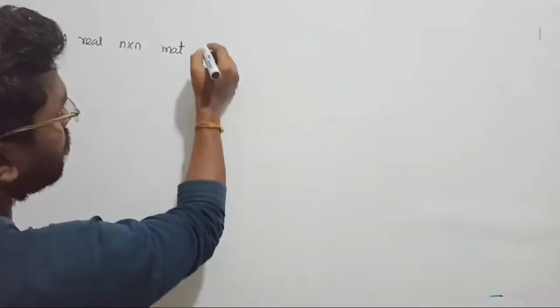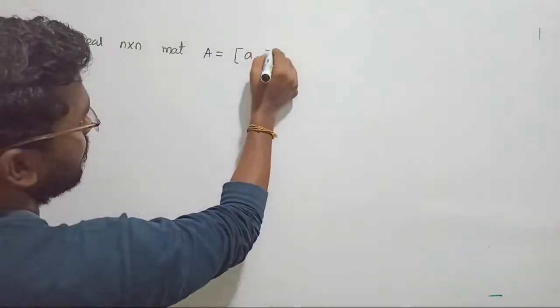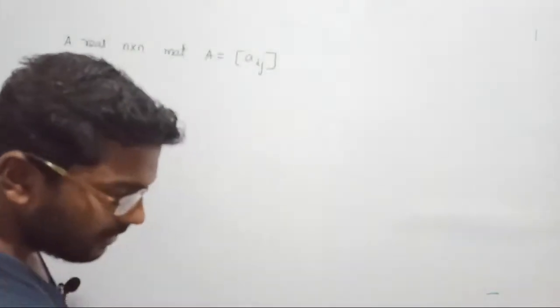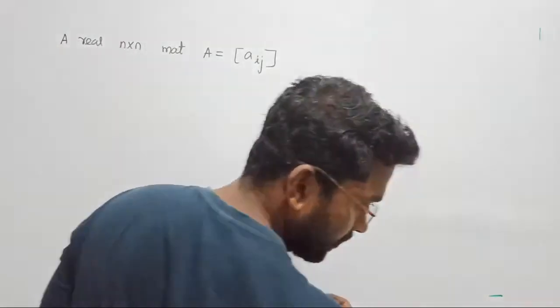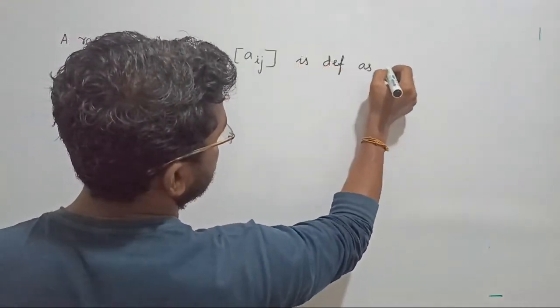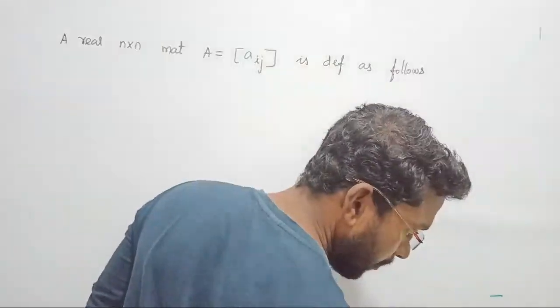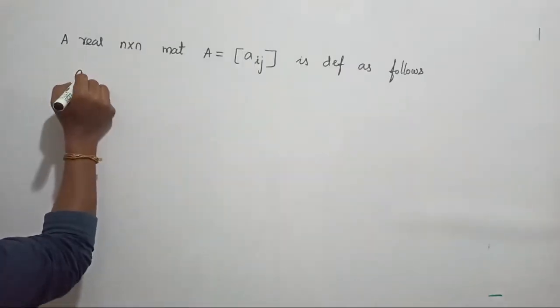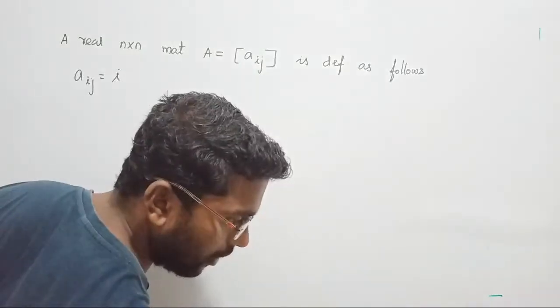A real n cross n matrix A can be written as Aij. That is the general representation. It is defined as follows: Aij is equal to i if i is equal to j.